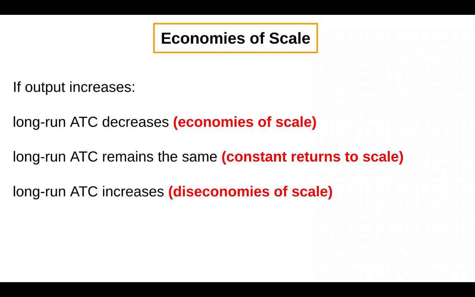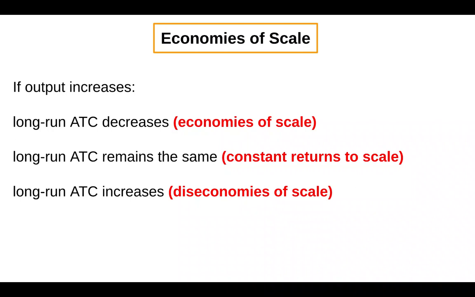So, with economies of scale, we're thinking about your long run average total cost. When I increase my output, if my average total cost responds by decreasing, I have economies of scale. So think about what's happening there. I'm increasing my output, but my costs on average are actually coming down, which seems counterintuitive. So, how is that the case?